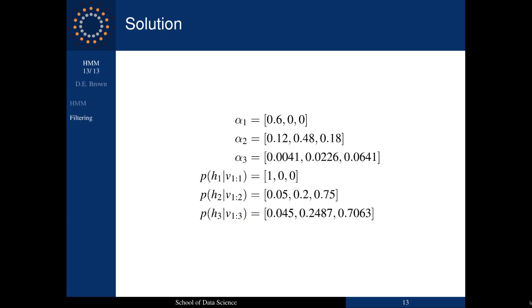And in the next class, we'll talk about the 3 other types of inference that we can do in HMMs. And these will illustrate the other interesting types of problems we can solve with hidden Markov models.